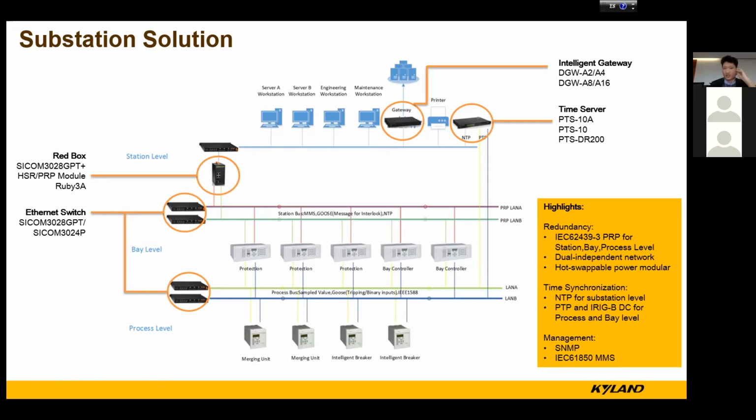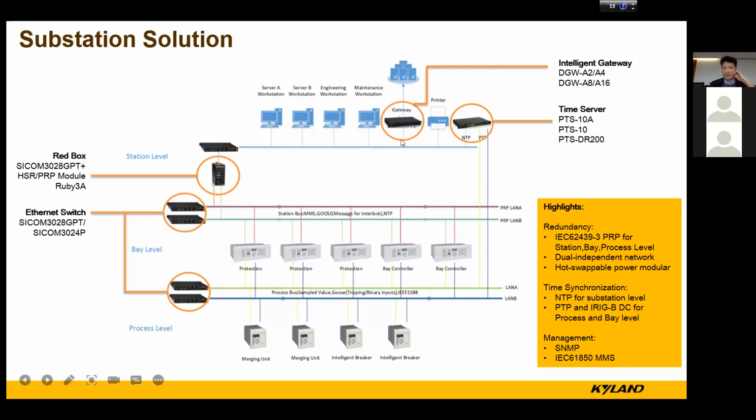since they are just some simple commercial-use computers. They are non-PRP supported. So we need to use the RedBox or the PRP modules installed in the SICON 3028 GPT to help these devices to support the PRP function. So here you can see that we have an additional RedBox or switch here. This is the overall of the network.